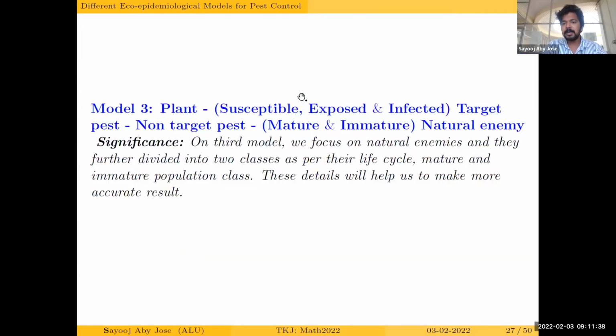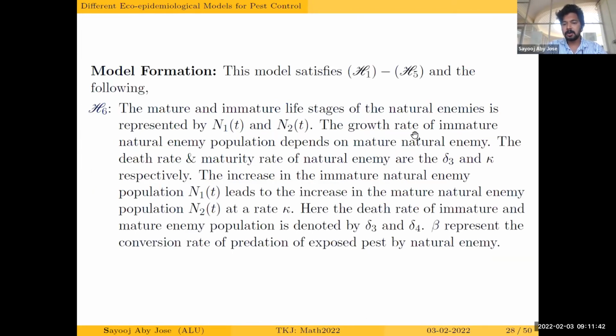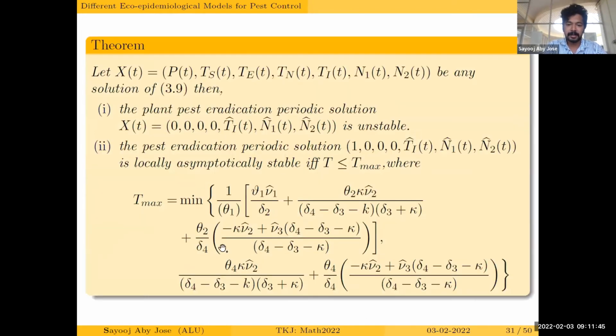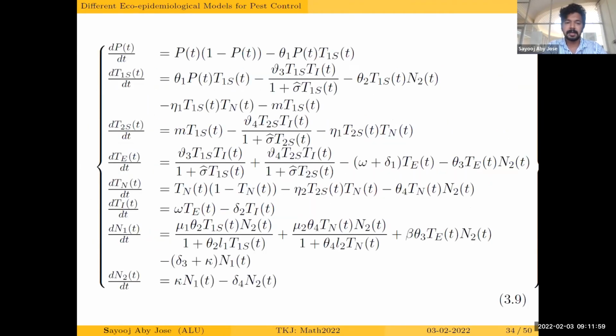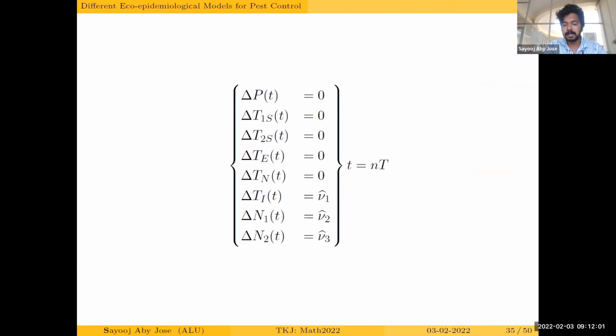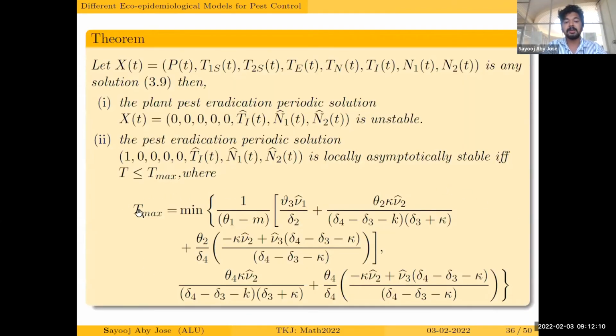In the third model, we considered the stage structure for enemies also, and we formulate a model and find the Tmax. So we get a different Tmax for the different models. Finally, we formulate the most generalized model, considering all stage structures of plant and predator. This is the model, and this is the impulsive part at t equal to nT. We produce ν1 cap, ν2 cap, and ν3 cap, and we find the Tmax for this also.